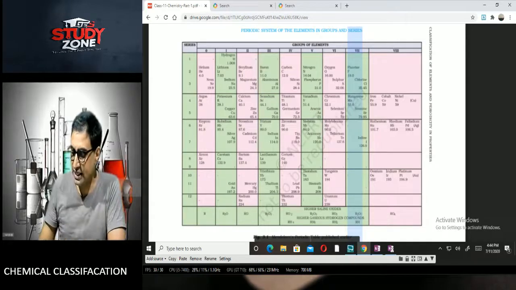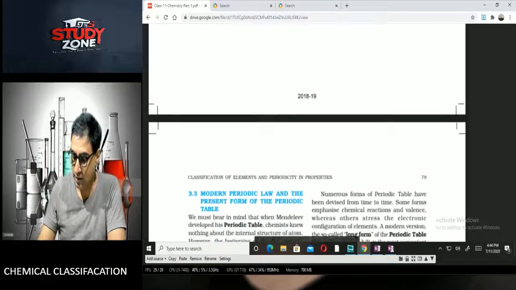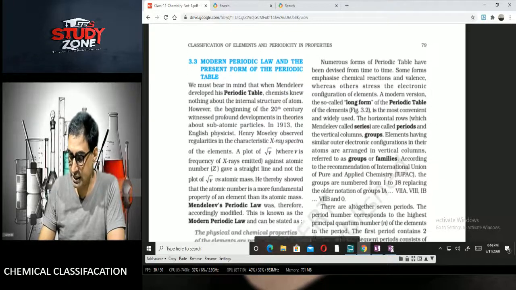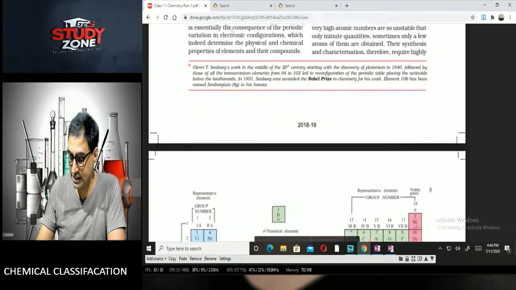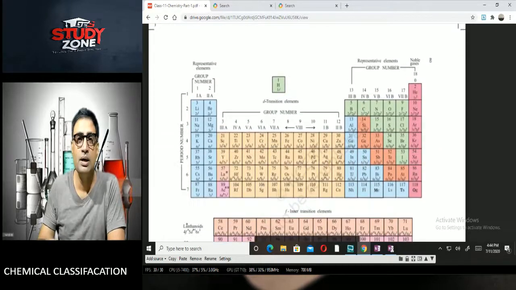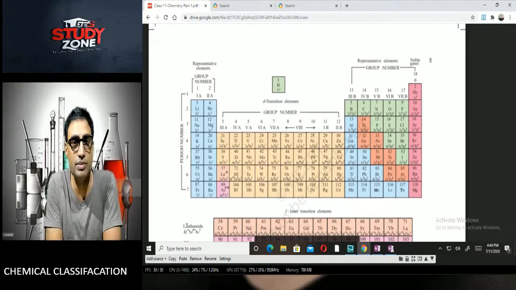Well, after that came the modern periodic law. It was given by Moseley. Moseley was carrying out an experiment on X-rays, and he found that if you apply the same potential difference but change the metallic plates, using different metals, the frequency of the X-ray was changing.